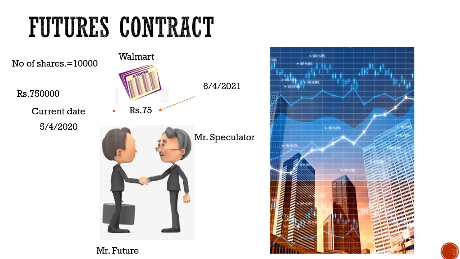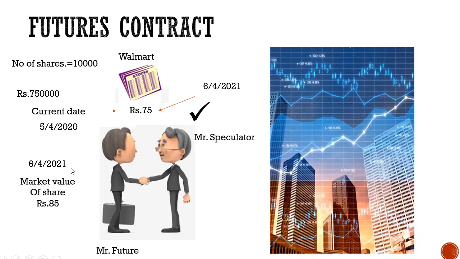Okay, let's say he will require that amount. Now after 1 year he does not know what will be the market situation. So he agreed to go into a future contract with Mr. Speculator, stating that after 1 year he'll be selling all his shares to him, costing 7,50,000. Mr. Speculator agreed on the deal. This is known as the future contract. Now, this is one aspect of the contract. Now, let's say we come to the future date, that is 6th April 2021.